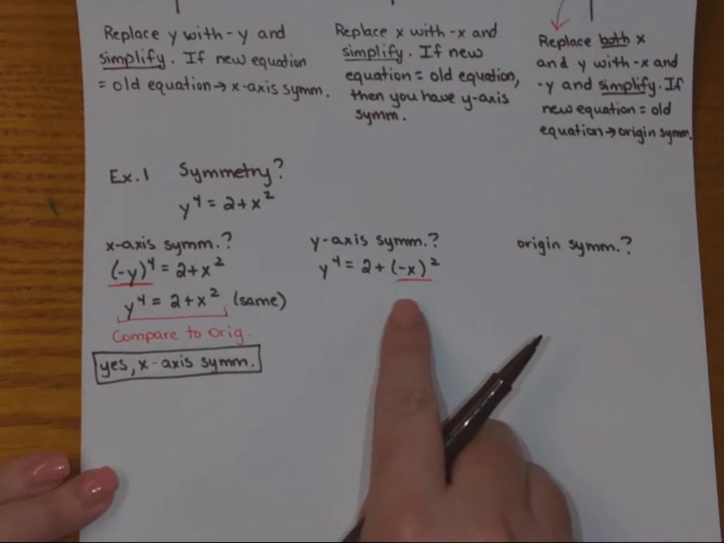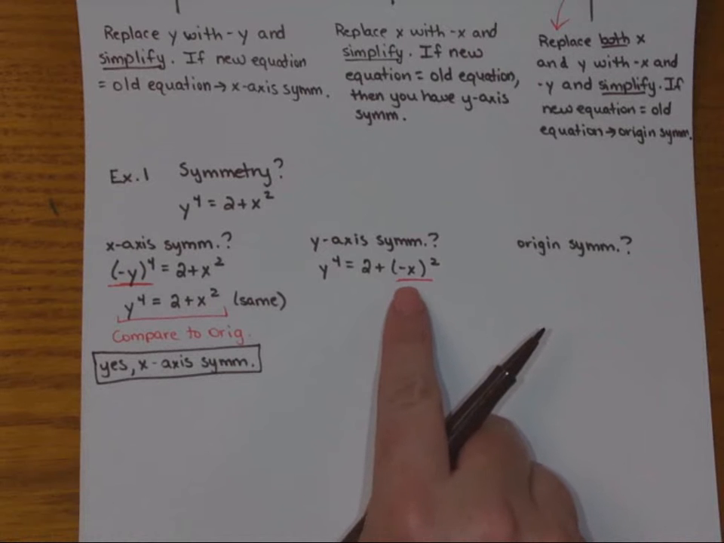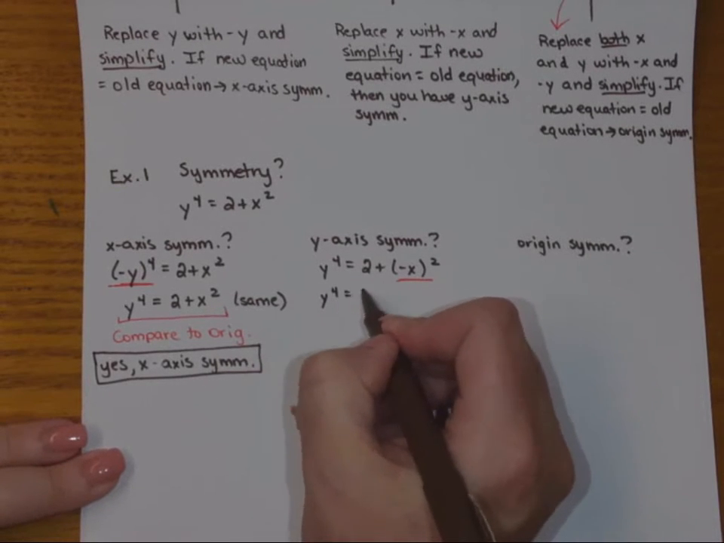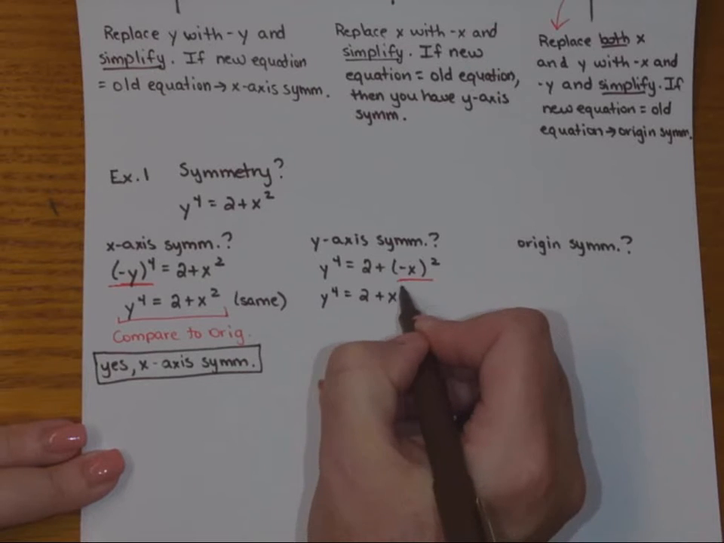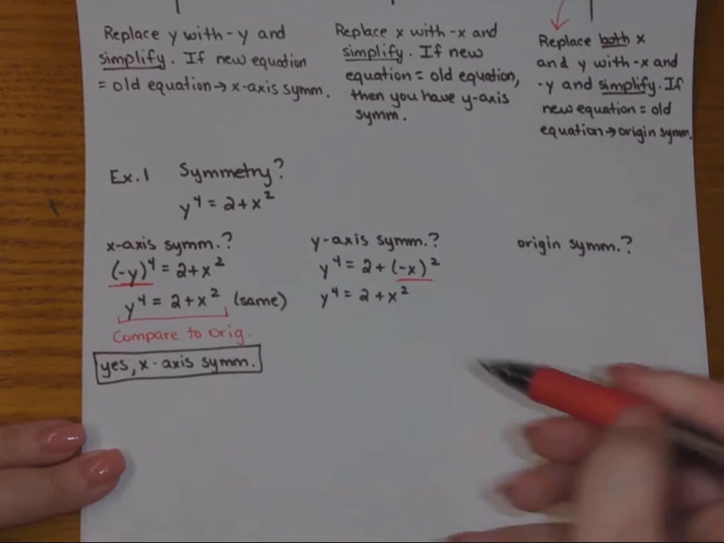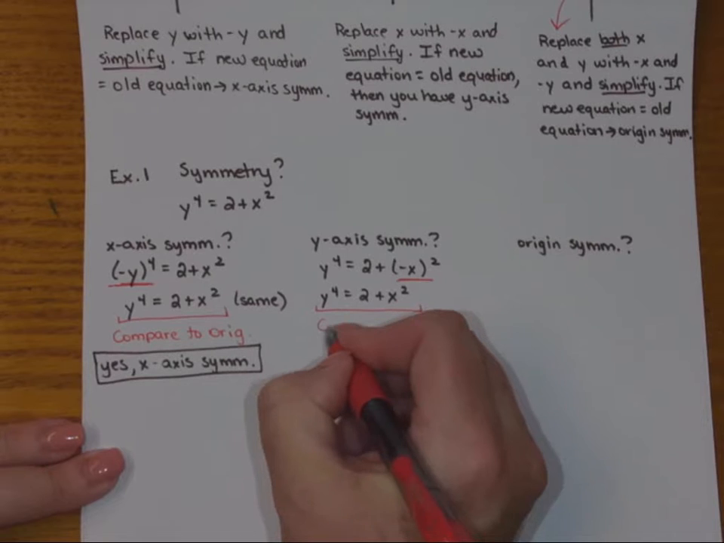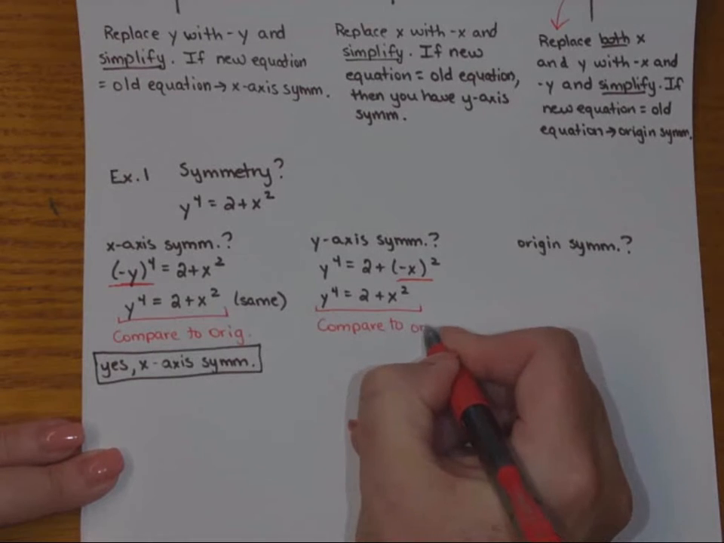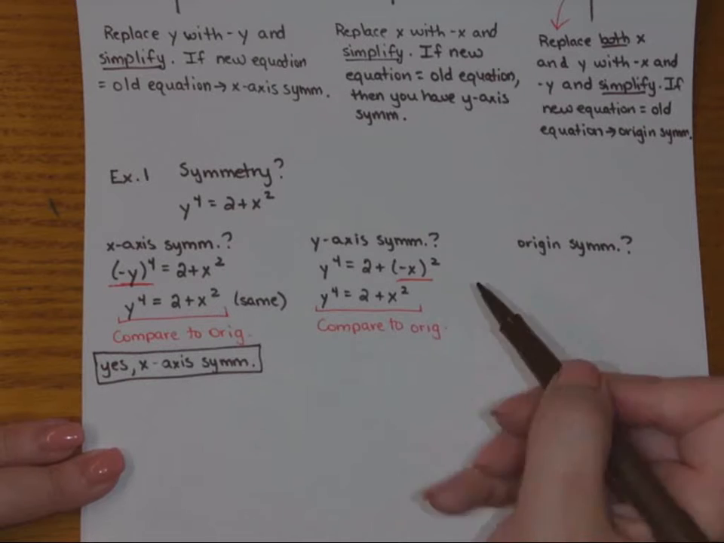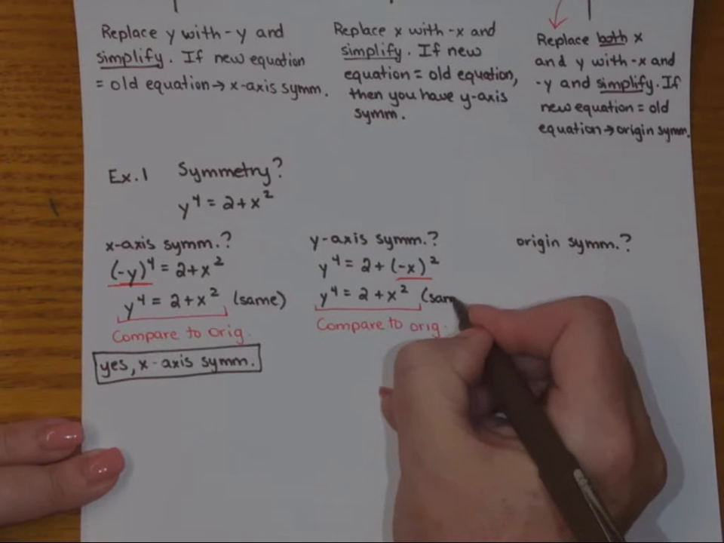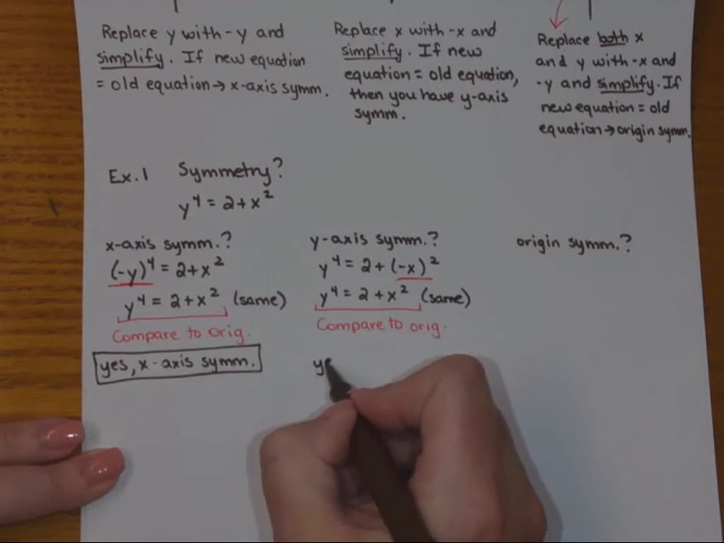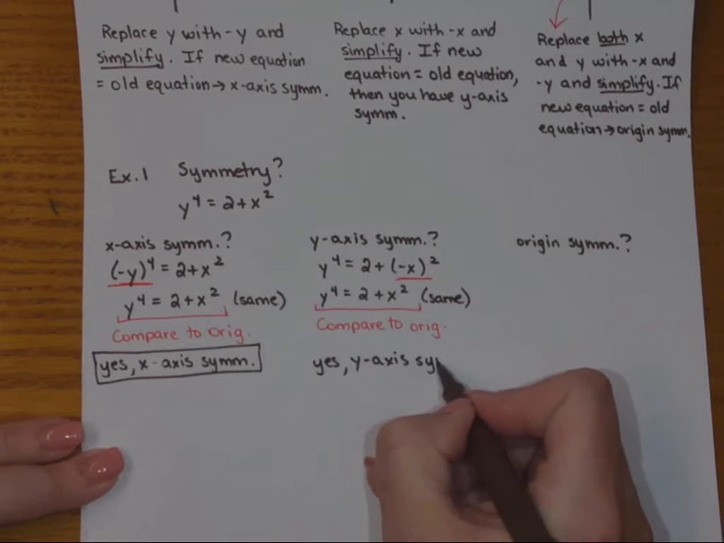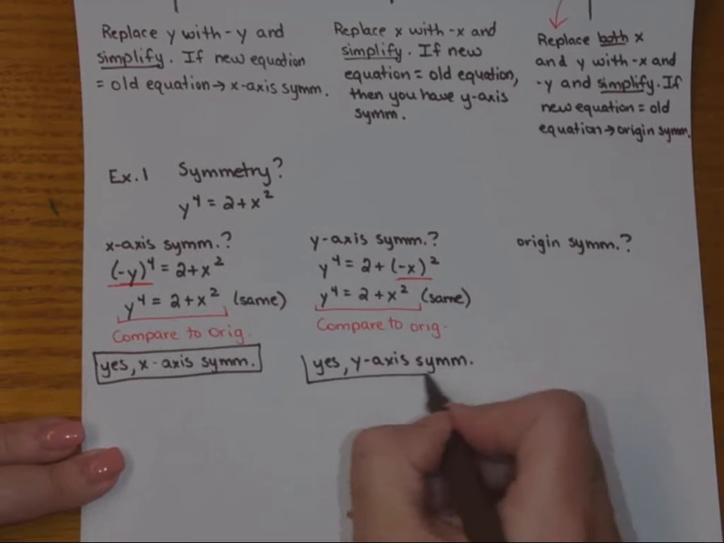Okay, and notice same logic as the first one. If you multiply a negative times itself 2 times, you're going to get a positive. So we've got y to the 4th equals 2 plus x squared again. Okay, notice we're also going to compare this to the original. And what I think we can notice is, again, it's the same. So remember how I said it could have more than one type of symmetry? In this case, yes, it has y-axis symmetry.